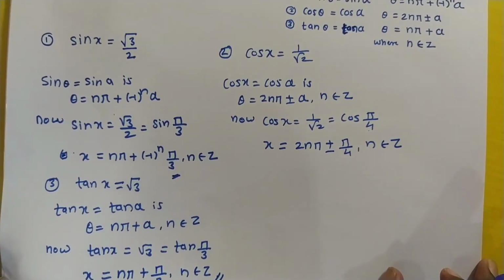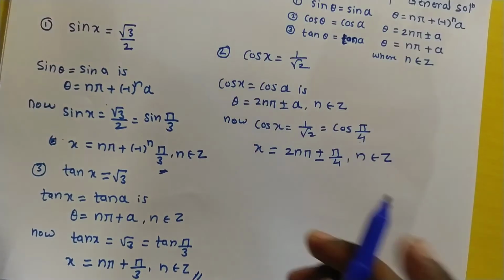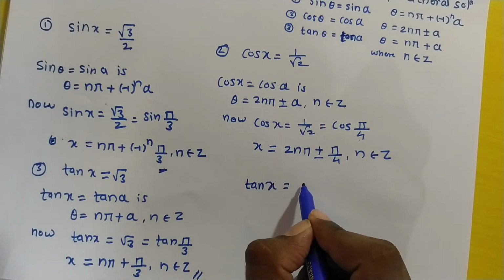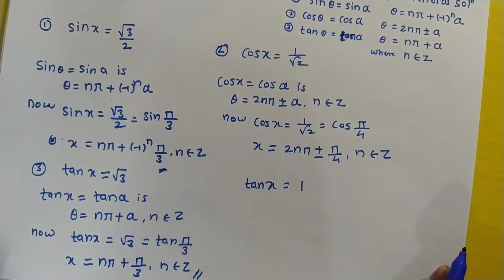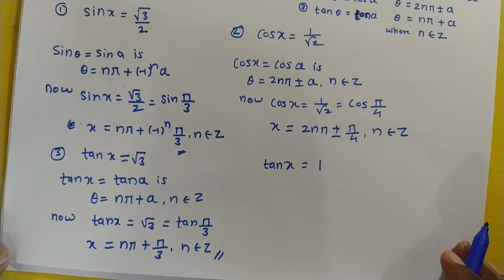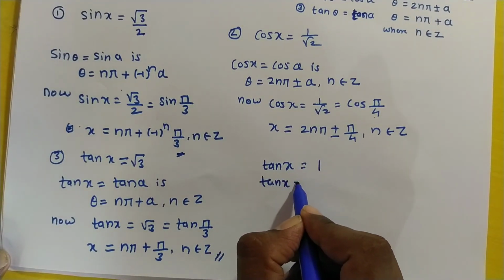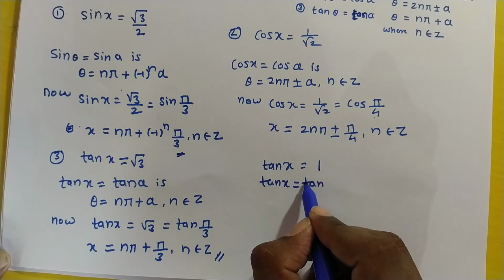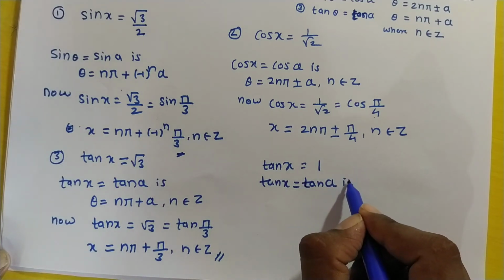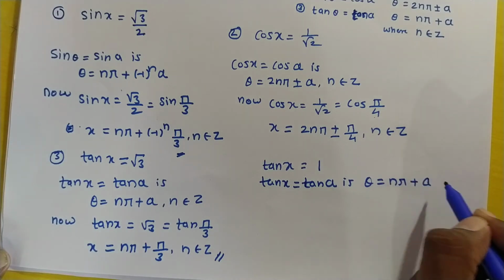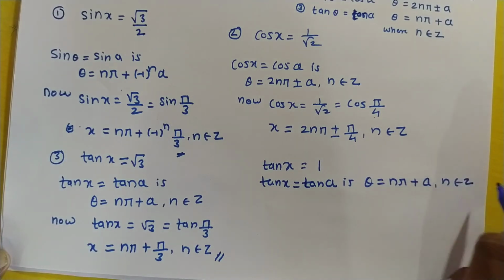Now we take one more example. Tan x equal to 1. The general solution of tan x equal to tan alpha is theta equal to n pi plus alpha, where n belongs to Z.